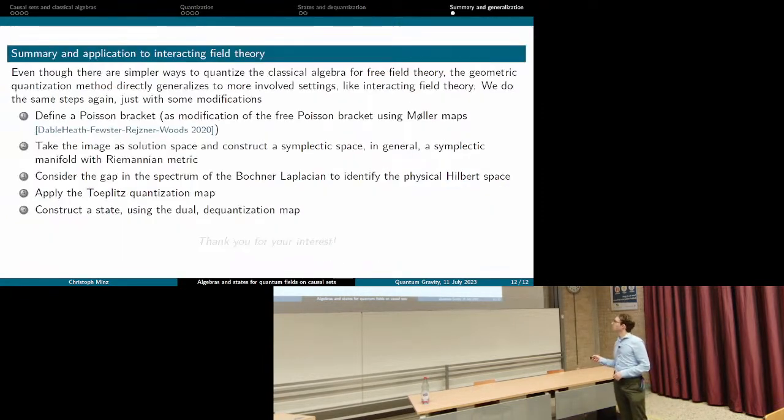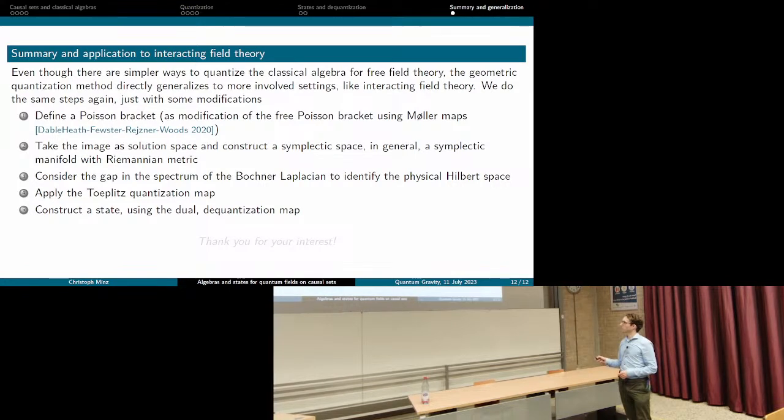With this, I will come to my last slide, on which I give you a summary. I summarize the steps that have been taken so far. But I also want to motivate that this can be used to generalize the entire procedure to interacting field theories. In the case of interacting field theories, you would start again with a Poisson bracket, and you can use the free Poisson bracket of your free field theory and modify it with Møller maps, as also mentioned in this paper here. Then you can follow the same steps of the procedure that I've been talking about.